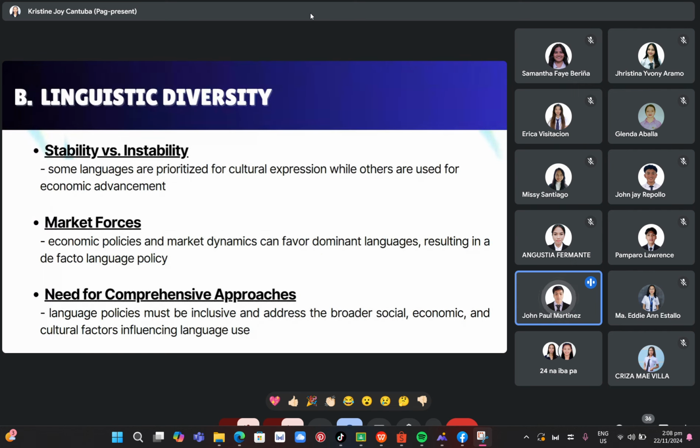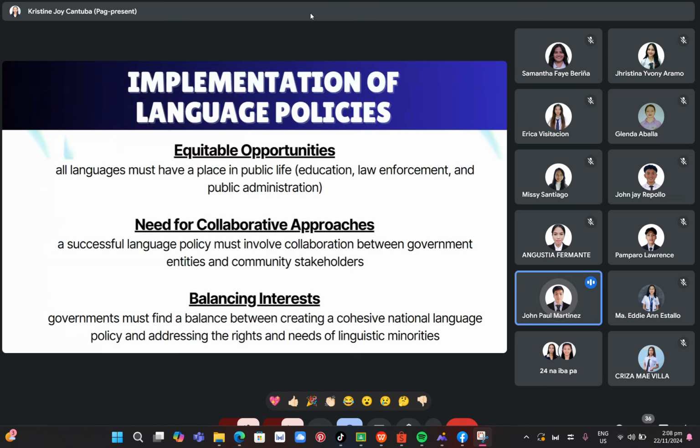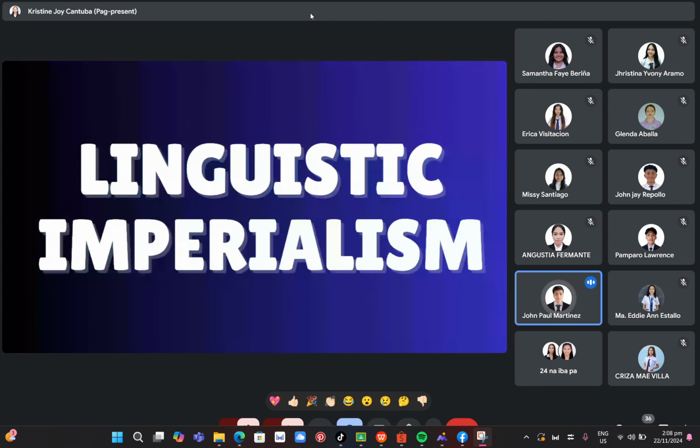In linguistic diversity, we have the stability versus instability, market forces, and need for comprehensive approaches. Under the implementation of language policies are the equitable opportunities, need for collaborative approaches, and the balancing of interests. That's all for the recapitulation, and now let's talk about linguistic imperialism.